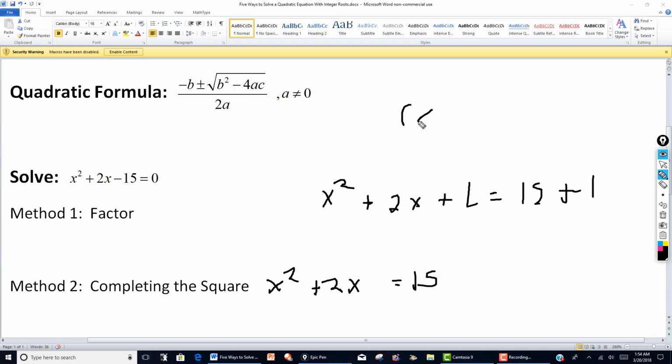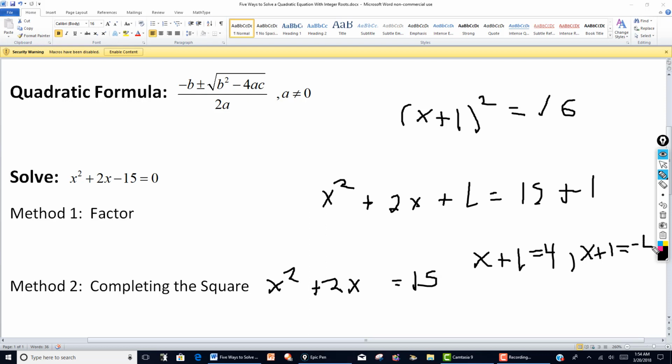So I'm going to write that as x plus 1 squared is equal to 15, and 1 is 16. Okay, so now just like the one I did a while ago, the square of what number is equal to 16? Well, 4 squared is 16, negative 4 squared is 16. So that's like taking the square root of both sides, plus or minus. So x plus 1 then has to equal 4, or x plus 1 has to equal negative 4.